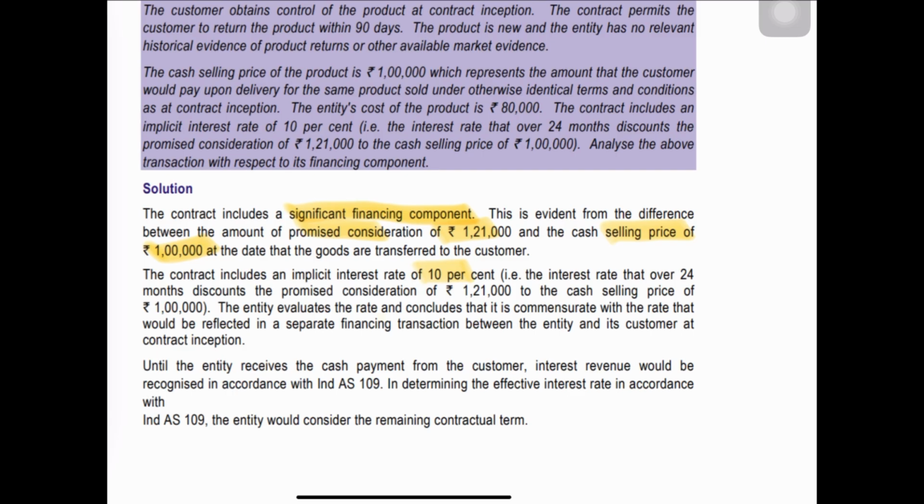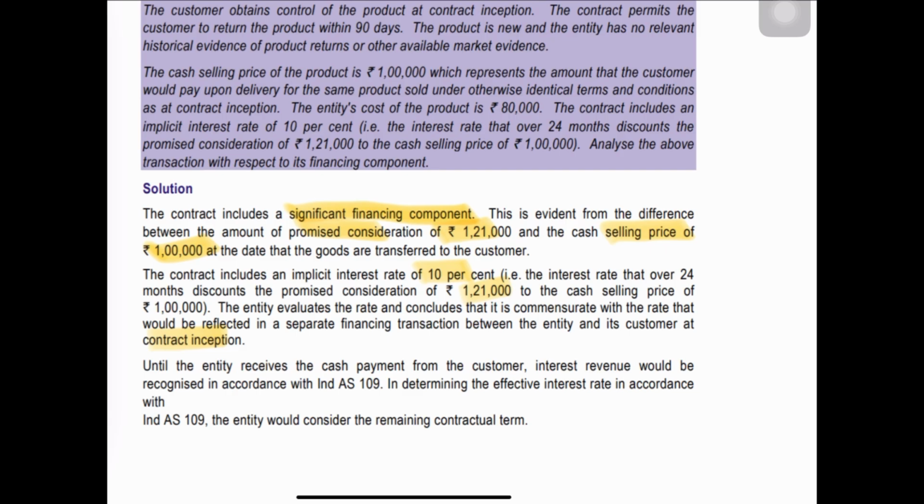The entity evaluates the rate and concludes that it is commensurate with the rate that would be reflected in a separate financing transaction between the entity and the customer at contract inception. So 100,000 is your base price, and if you sell at cash price you will get 100,000, and you are just providing a kind of extended credit to them, and you are charging interest at the rate of 10%, for which you are recovering additional 21,000 rupees. So clearly this 21,000 rupees is a consideration towards interest compensation and not for your base business revenue.